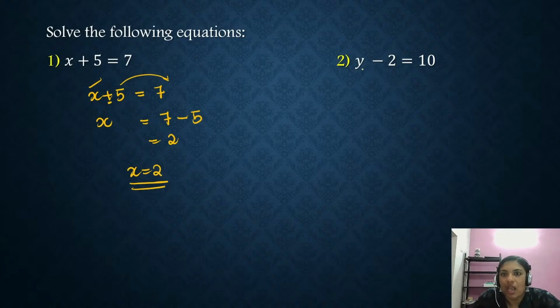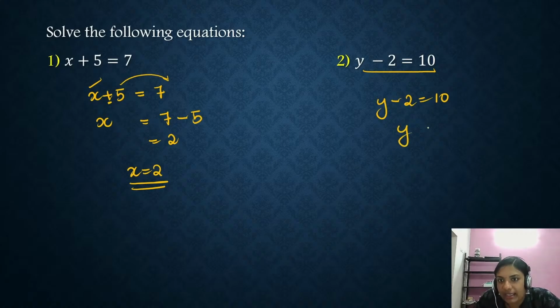Let's see this one. y minus 2 is equal to 10. So we need to find out the value of y. So let's keep y here. Now we can move all other terms to the RHS. So 10 is already present in RHS, so we don't need to worry about 10. Now minus 2 is present. We have to move this minus 2 to RHS.